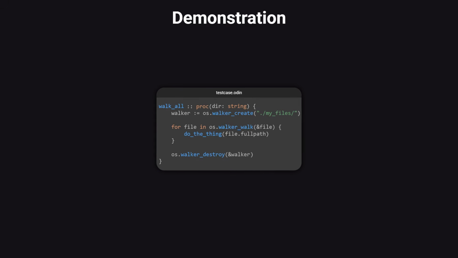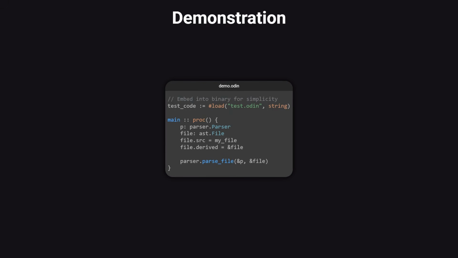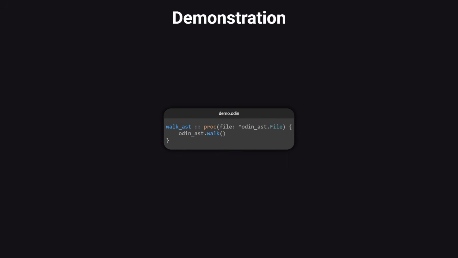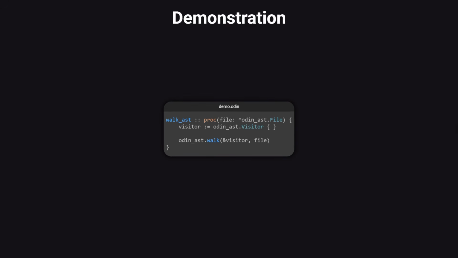So, we'll start by parsing our code into an AST like before, and call in a new walk_ast procedure. Odin provides AST walking functionality for us, but the process is a little bit interesting. The AST package has a walk proc, but it gets a little bit weird. It needs a visitor and a node. We'll set up the visitor in a second, but let's just pass that in for now, alongside our file. Now, on to that visitor.